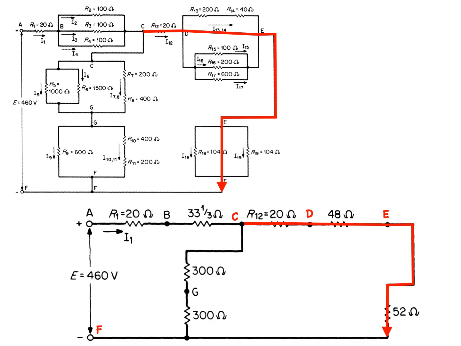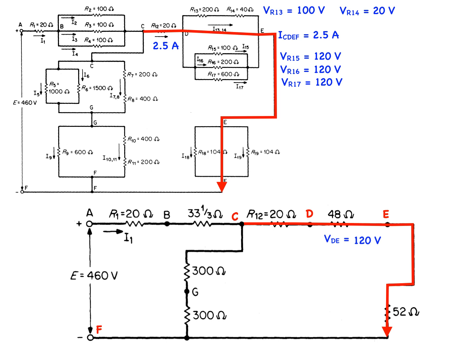Remember, this is a simplified circuit, and the current through branch CDEF is 2.5 amps, and the voltage drop from D to E, according to Ohm's law, is 48 times 2.5, or 120 volts. Therefore, the voltage drops VR15, 16, and 17 are also 120 volts. This means, according to voltage division, VR13 is equal to 100 volts and VR14 is equal to 20 volts.